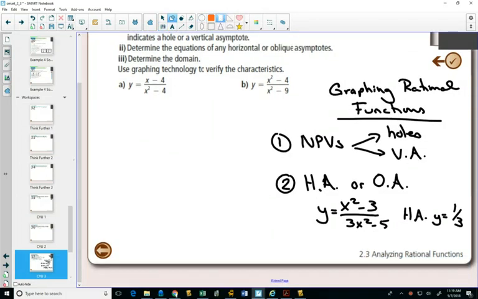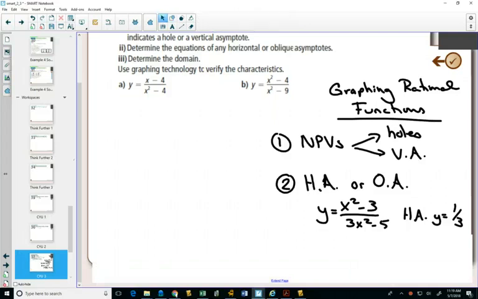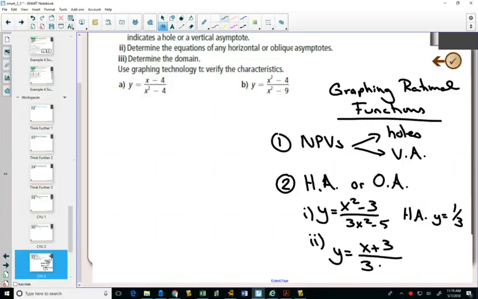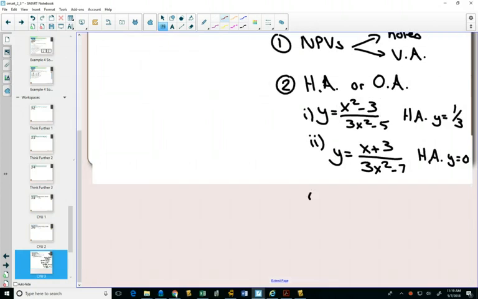Situation number 2 was when there is a larger degree on the bottom. This will also result in a horizontal asymptote, but if the larger degree is on the bottom, the horizontal asymptote will always be at y equals 0.